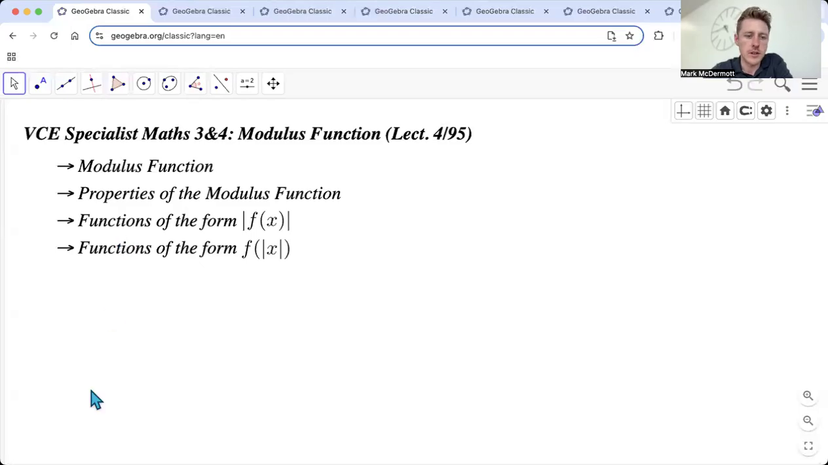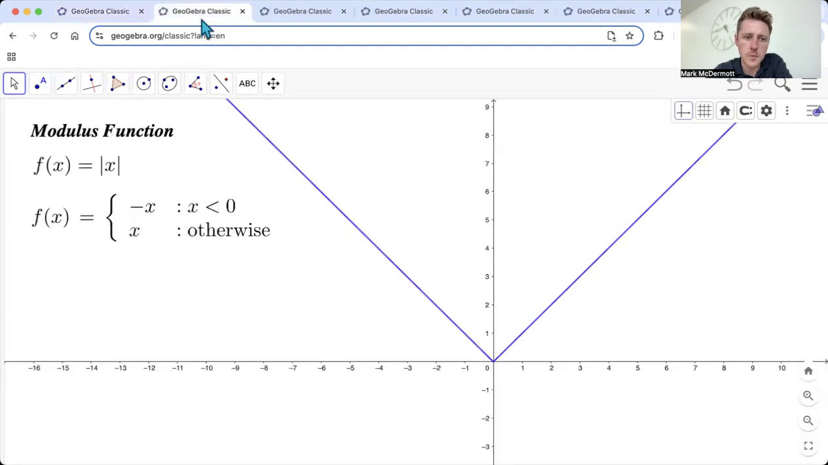Okay, so we're going to look at the modulus function. This is obviously part of the lecture series on specialist maths units 3 and 4. We'll look at the modulus function and what that is, then we're going to look at properties of it. And then we'll look at functions of the form modulus of f of x and functions of the form f of mod x. So let's just jump into it and see if we can make some sense of it.